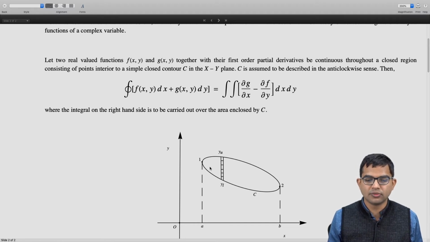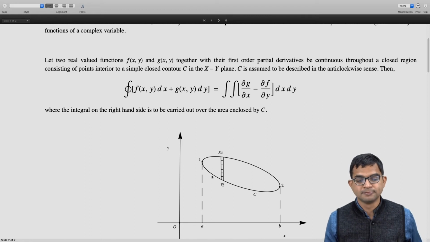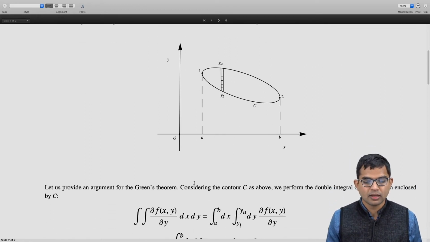So I can actually think of this entire thing as made up of strips along the vertical direction. So y_L to y_U, and that will depend on x. So if I consider this double integral of some function ∂f/∂y dx dy, then I can write this as integral a to b dx, right? I consider some small strip dx, and then x itself will go all the way from a to b.